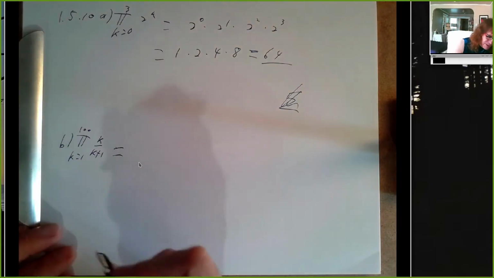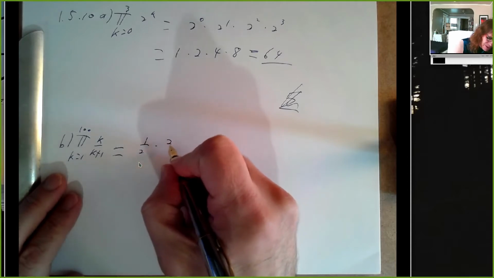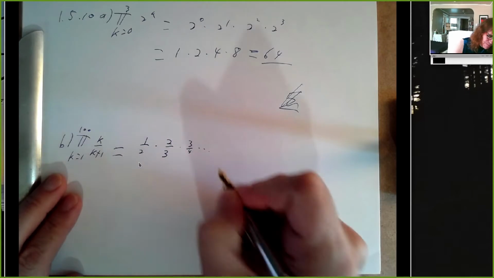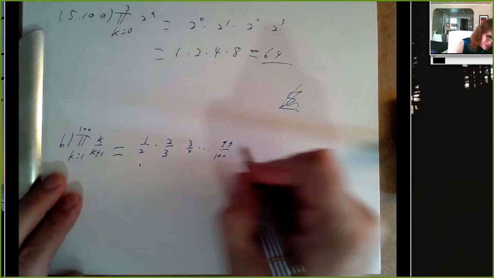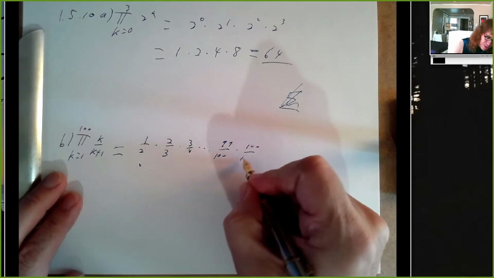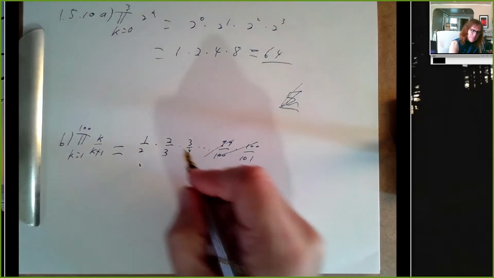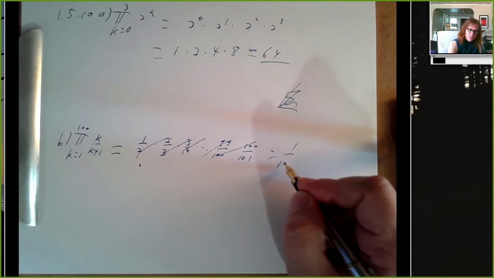So if we write this out, if k is 1, this is 1 over 2. If k is 2, it's 2 over 3. If k is 3, it's 3 over 4. If k is 99, it's 99 over 100. And if k is 100, it's 100 over 101. I think we looked at this on Monday. And things cancel. And this is just 1 over 101.